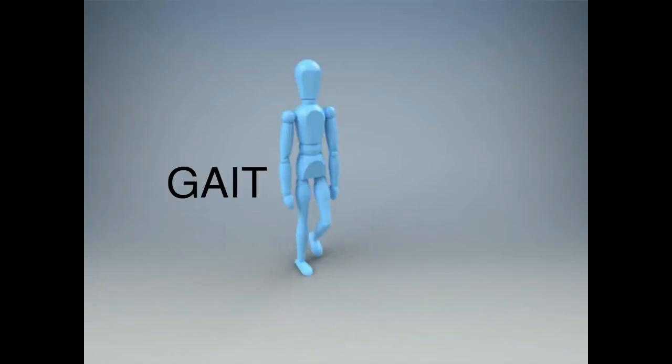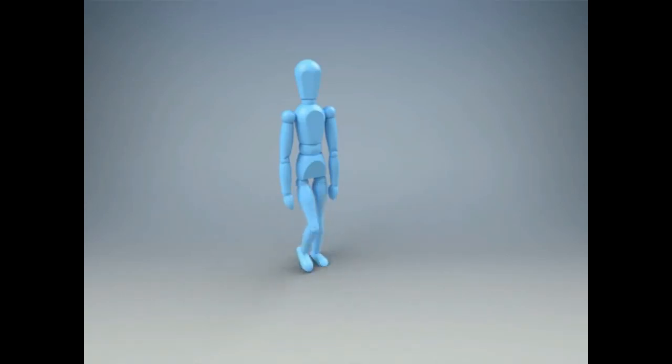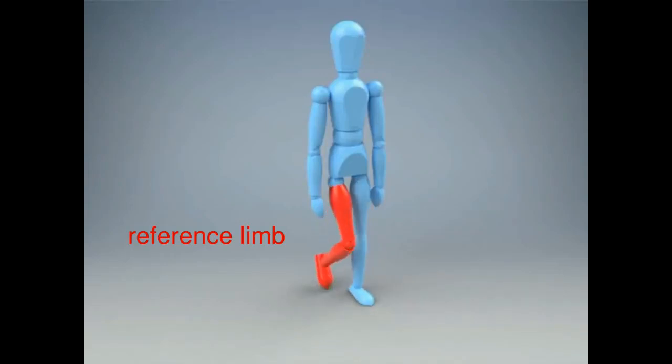Gait simply means the way a person walks, and gait analysis is analysing the way a person walks to see if there's anything wrong with them. To make gait analysis easy, we only look at one leg at any given time. We call this the reference limb, which I've coloured here in red.